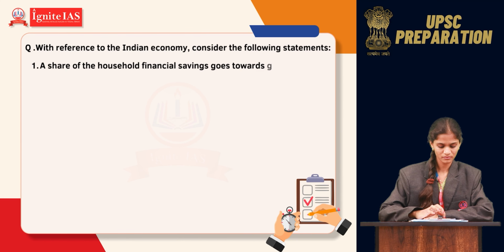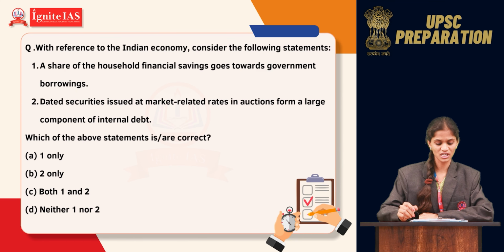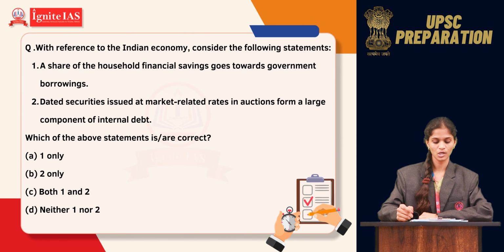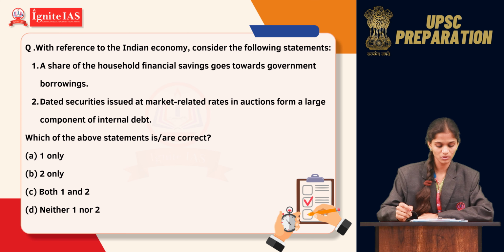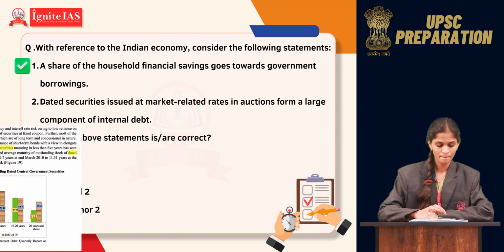Next question. With reference to the Indian economy, consider the following statements. Statement 1, a share of household financial savings goes towards government borrowings. Statement 2, dated securities issued at market related rates in auction form the large component of internal debt. Here option A is correct.